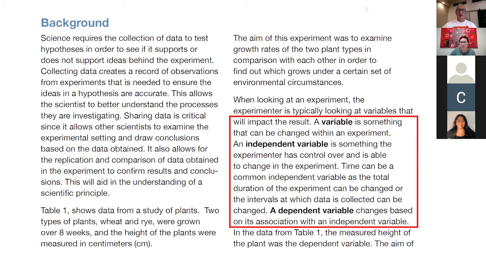Independent is something that an experimenter has control over. However, the dependent one can be changed, and which can be based on the independent variable. So which one can be changed? The dependent. The dependent variable can be changed. So who changes it? The experimenter?